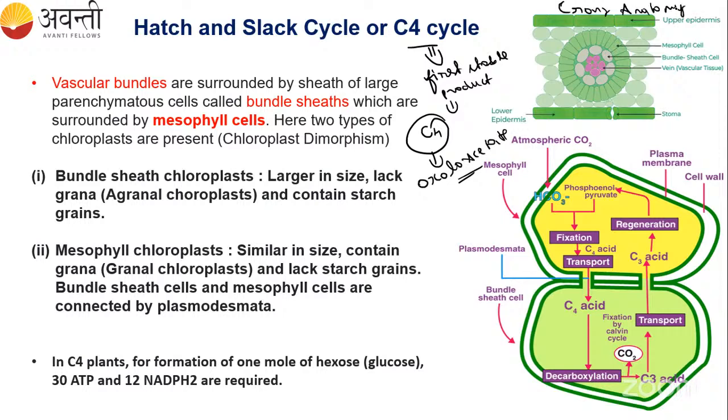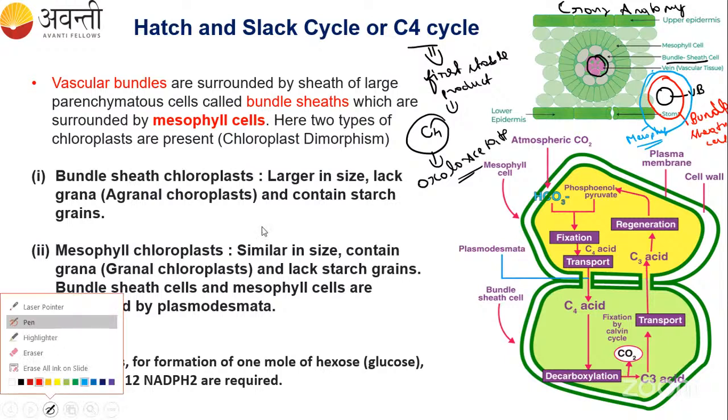It means very simple, guys. Don't get confused. The vascular bundle is there. The vascular bundle is covered by a bundle sheath cell. So here you can see this is the vascular bundle. This vascular bundle is covered by the bundle sheath cell. This bundle sheath cell is covered by the mesophyll. So this is called Kranz anatomy. Just remember this is called Kranz anatomy.